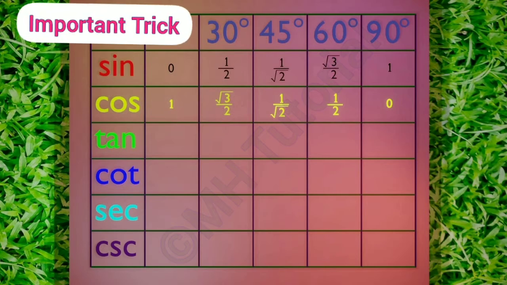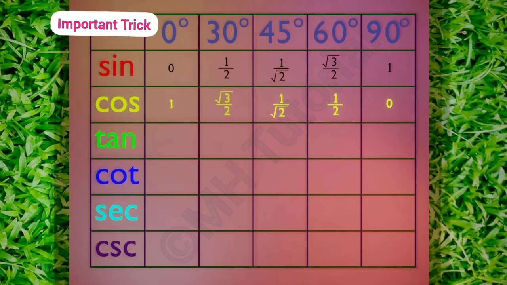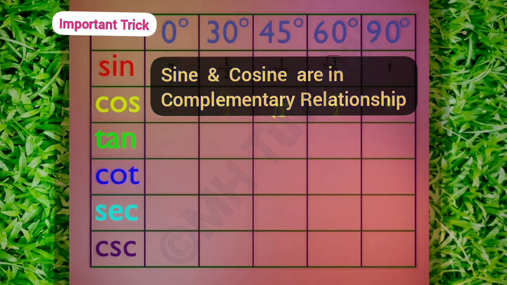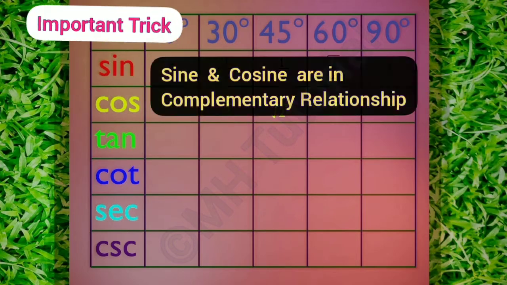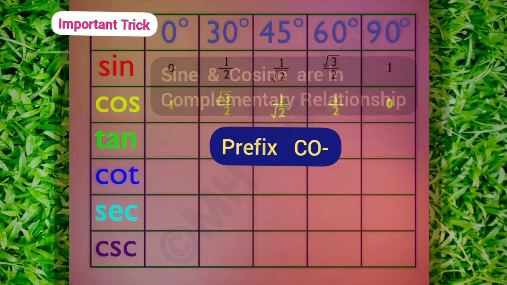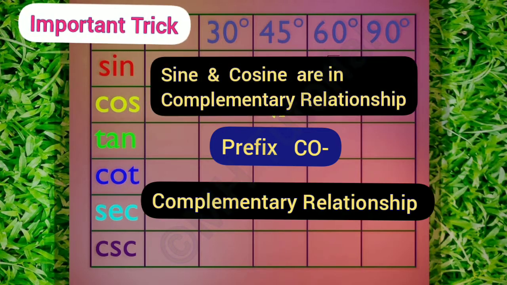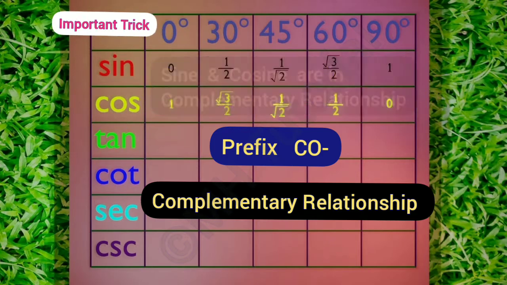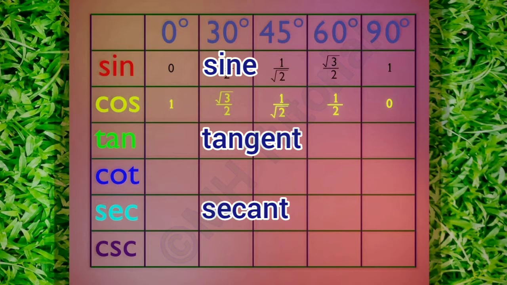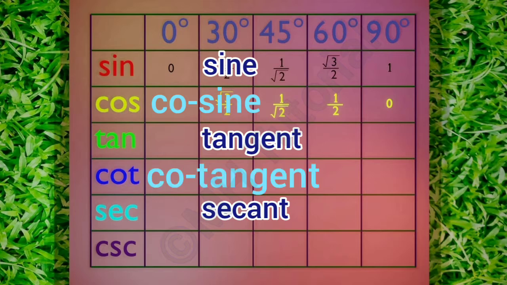An important trick to remember here. Not only sine and cosine possess this special relationship. All 3 trigonometric ratios whose names start with the prefix co bear this property. It is called the complementary relationship. Among the 6 trigonometric ratios, 3 names are unique. They are sine, tan, and sec. And the other 3 can be found by adding a prefix of co. That is cosine, cotan, cosec.